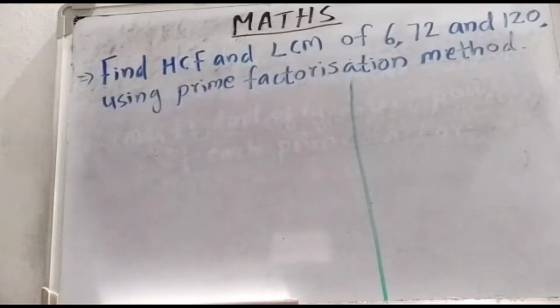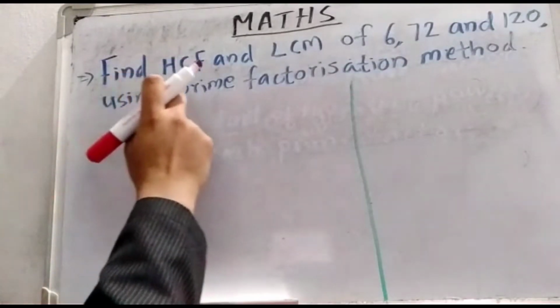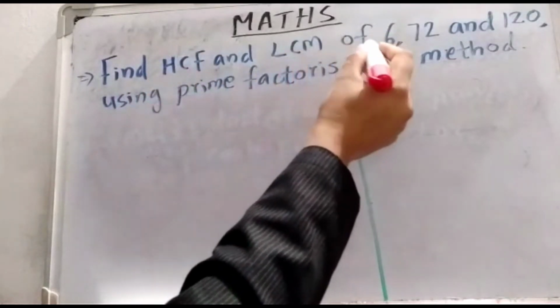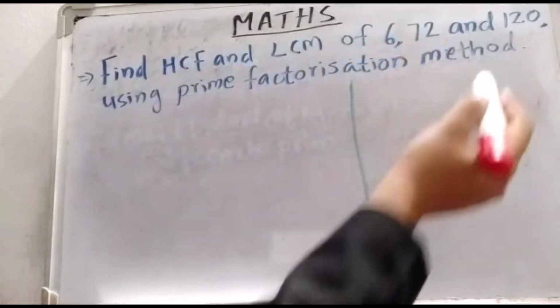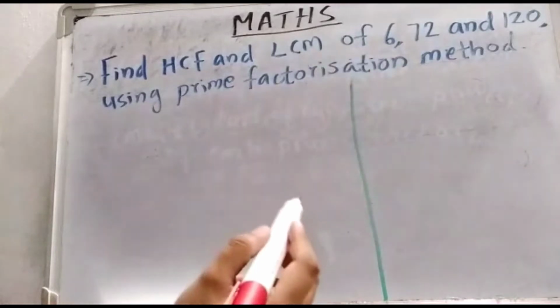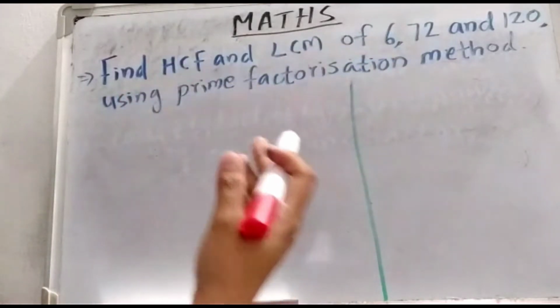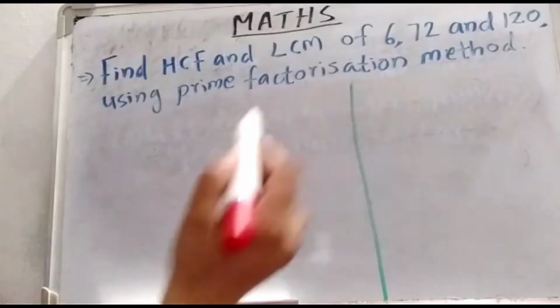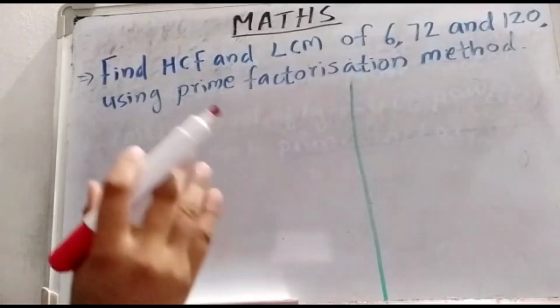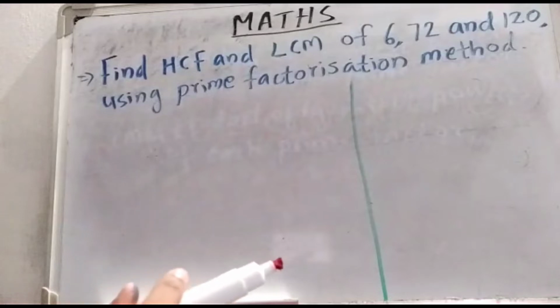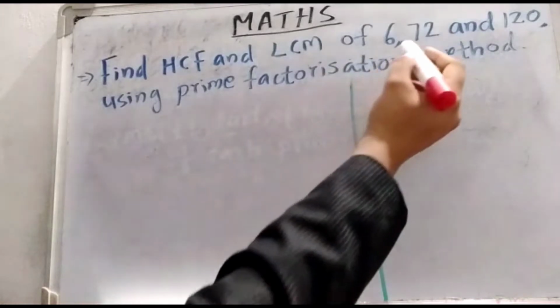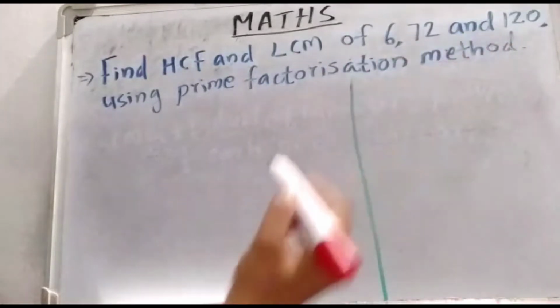Dear children, let's have one question. Find HCF and LCM of 6, 72 and 120. There are three numbers. We need to find their HCF and LCM using the prime factorization method. So we need to factorize 6, 72 and 120.